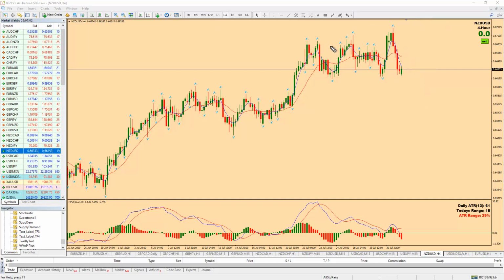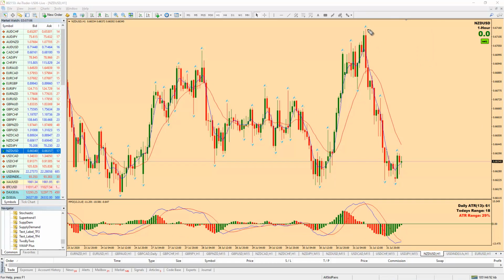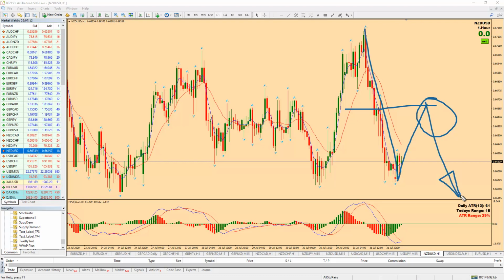All right, so on the hourly, again, you can see a big drop, push back up, about 50% turnaround to the downside would be my expectation. If this continues and breaks this level, then all bets are off and we're going long with this.